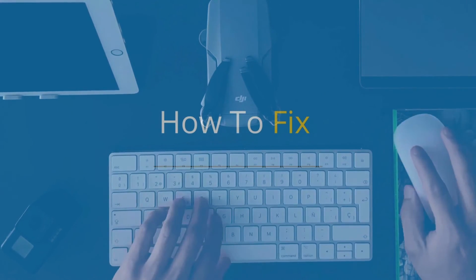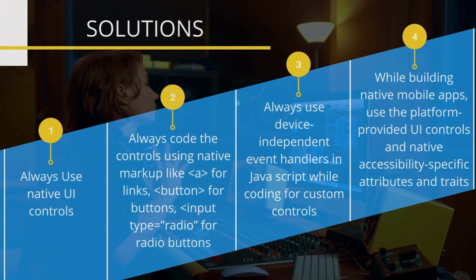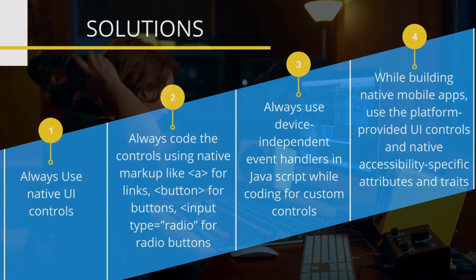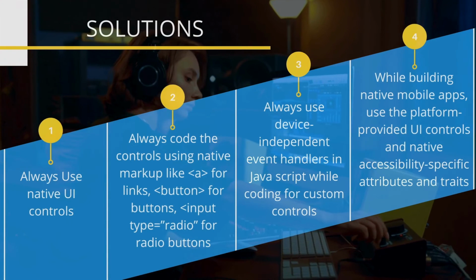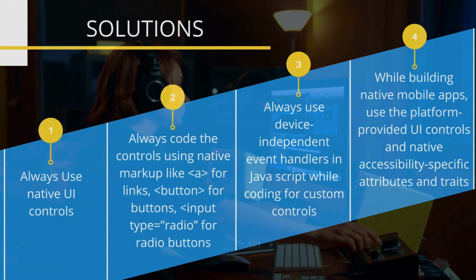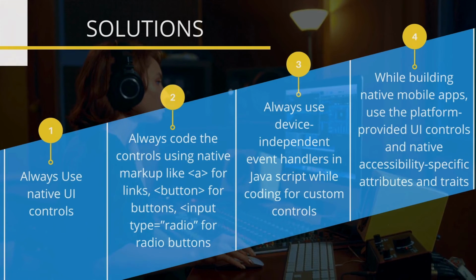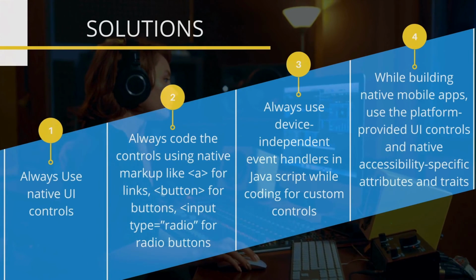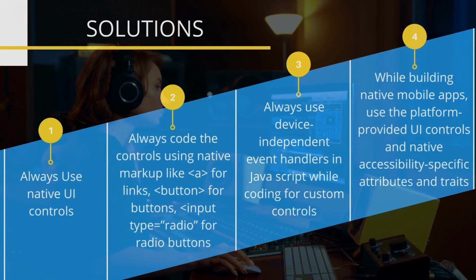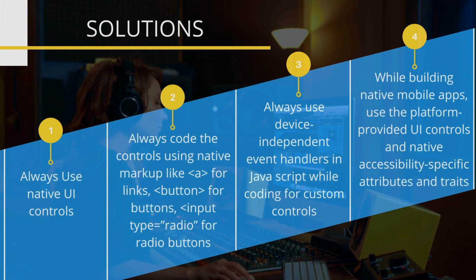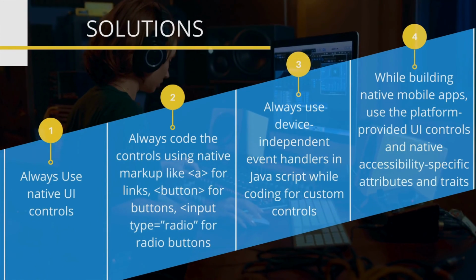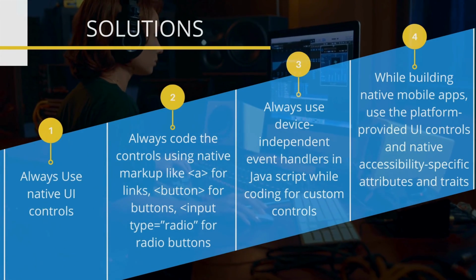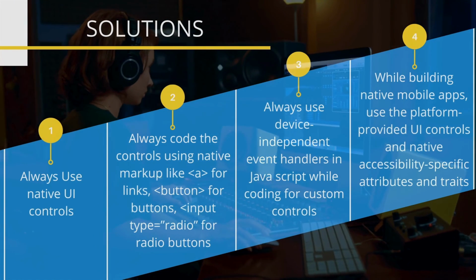Now let's see how we can fix them. One can always use native UI controls. One can always code the controls using native markup like A for links, button for buttons, input type radio for radio buttons. One can always use device-independent event handlers in JavaScript while coding for custom controls. While building native mobile apps, one can use the platform-provided UI controls and native accessibility-specific attributes and traits.